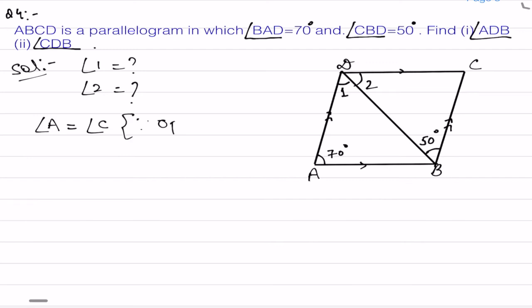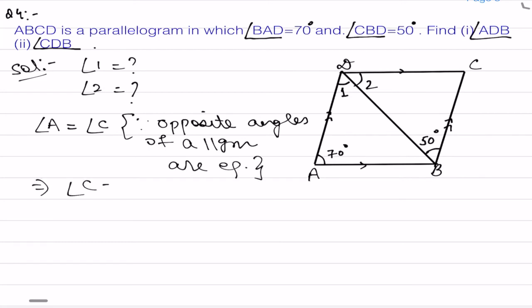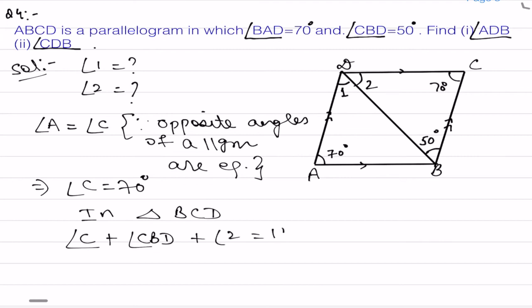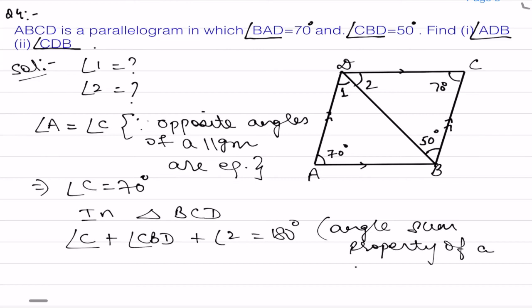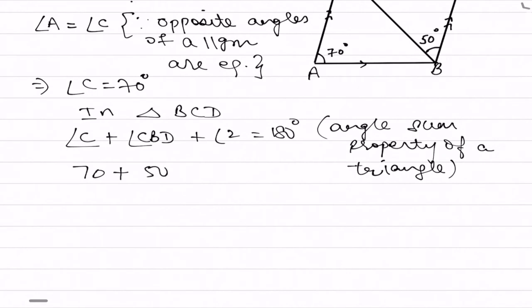equal. Therefore, angle A is equal to angle C because opposite angles of a parallelogram are equal. This implies angle C is 70 degrees. So now in triangle BCD, we will use the angle sum property. So angle C plus angle CBD plus angle 2 is equal to 180 degrees by the angle sum property of a triangle. So angle C is 70 plus 50 degrees.